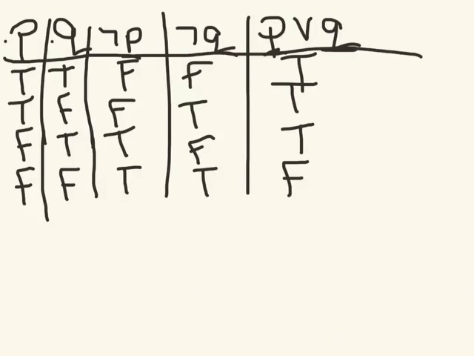So this is how the truth table works. We refer to P and Q, figure out how they relate to each other, and put it in our new column with the compound statement.